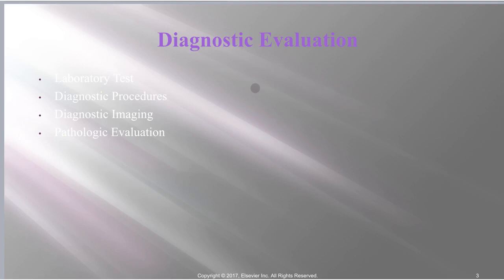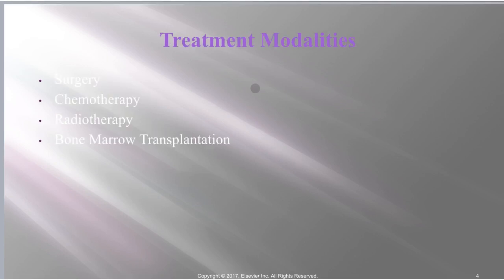To diagnose cancers, we're going to look at CBCs, liver function tests, BMPs, blood urea nitrogen. They're going to do PET scans, lumbar punctures, bone marrow aspirates, MRIs, CT scans, and biopsies. Some different treatments, and we will look at a few of these later on: surgery, chemo, radiation, and bone marrow transplant.